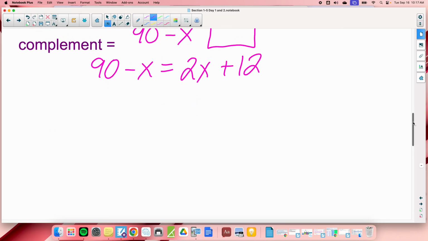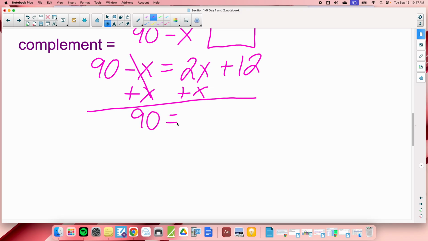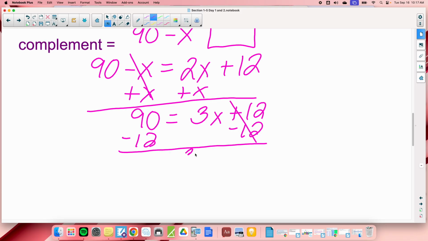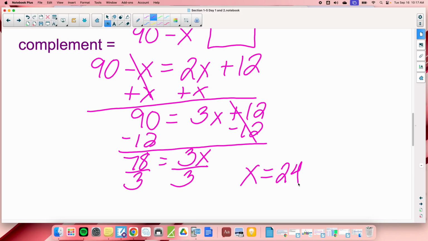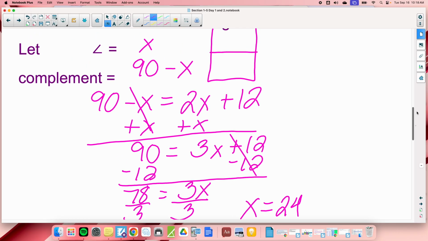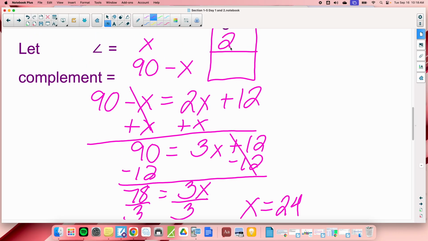So when I go to solve this, I would add x, and I would get 90 equals 3x plus 12. Then I would subtract 12, and I would get 3x equals 78. Divide by 3, and x is 24. Okay? Now, that tells us this is 24.